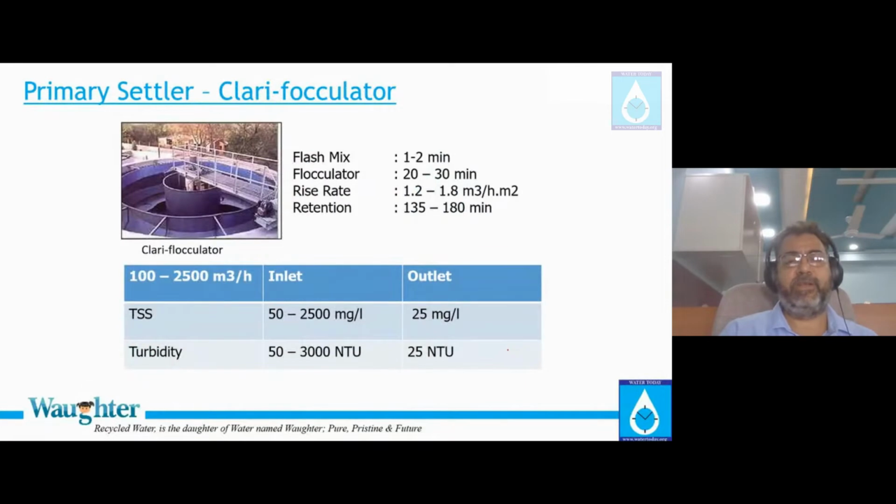If you are going for a clariflocculator design, typically flash mixing time is 1 to 2 minutes, flocculation 20 to 30 minutes, rise rate 1.2 to 1.8, retention time is 130 to 180 minutes. And typically the outlet water quality could be 25 milligram per liter of suspended solids and turbidity of 25 NTU. Beautiful clarifier, I like it.